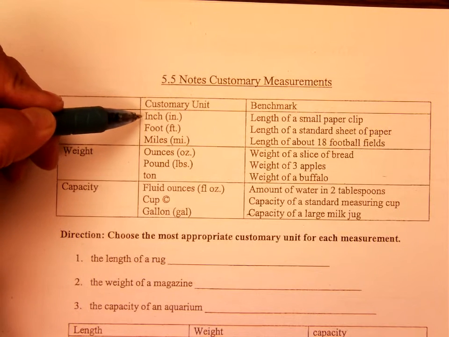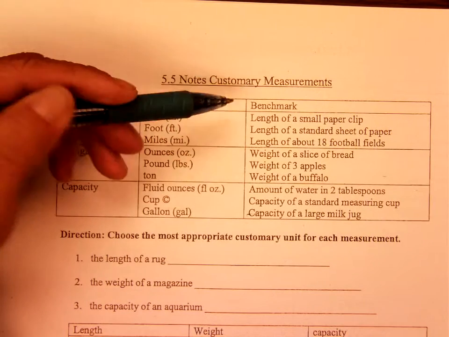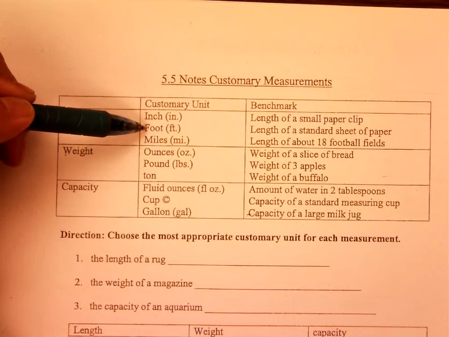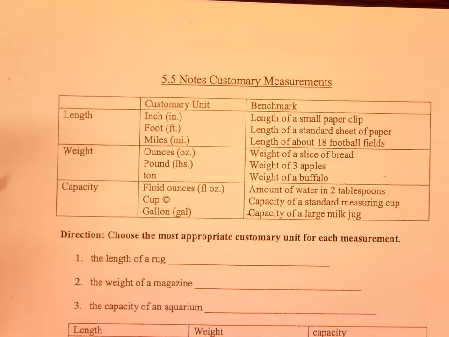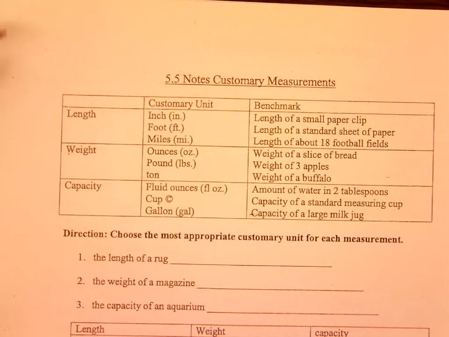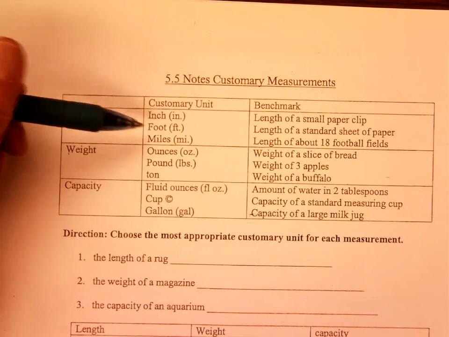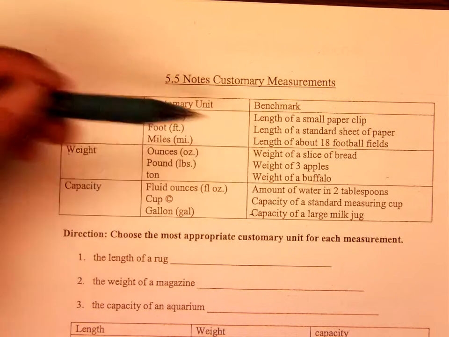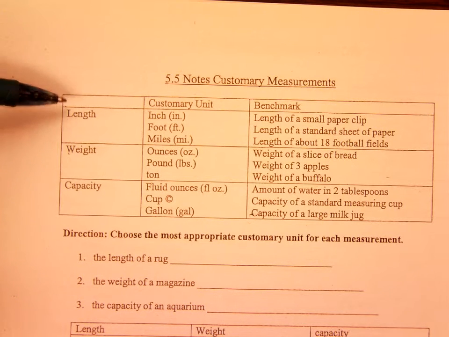A benchmark to know what an inch is about is the length of a small paper clip. A foot benchmark would be about the standard size of a sheet of paper. A sheet of paper is like 11 by 8.5, so the 11 inches. A mile is about the length of 18 football fields. When we're talking about length, we're measuring how long something is.